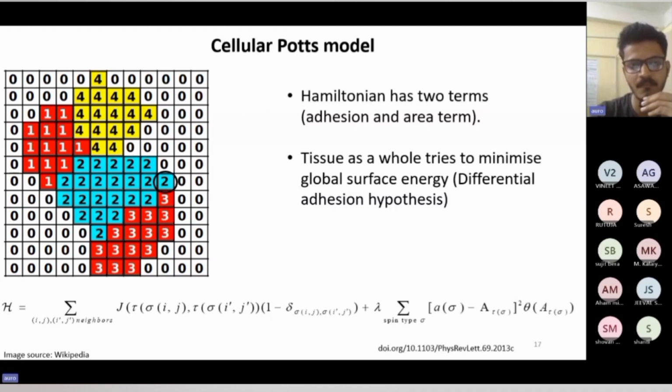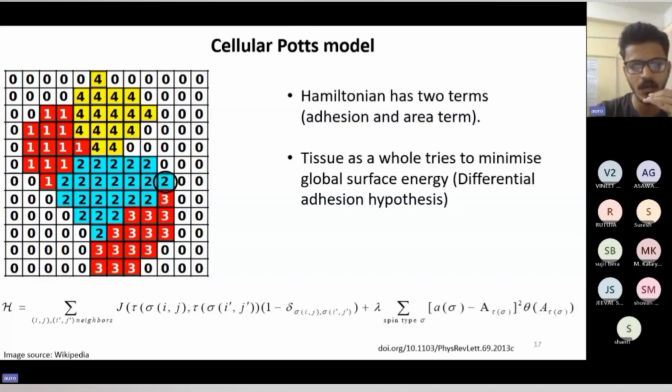So here we assume a famous theory of cell segregation called the differential adhesion hypothesis. It says that in a tissue, if two similar types of cells are near each other, they will have less surface tension between them, so as a whole the surface energy of the tissue will be lower. But if two different kinds of cells are there, the surface energy at the boundary between the cells is higher. So we assume that the tissue tries to minimize this surface energy, so that it goes to a stable state, basically equilibrium.